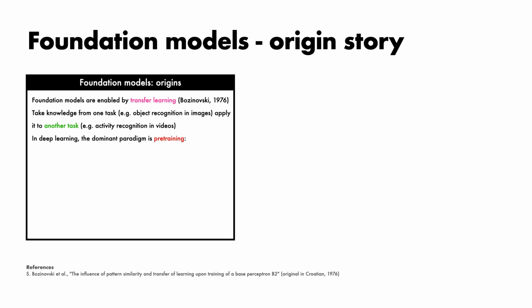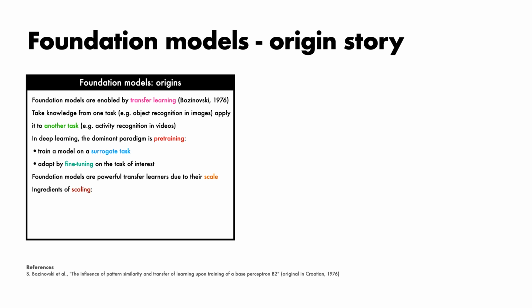Within the field of deep learning, the dominant paradigm for transfer learning has been to use pre-training, in which we first train a model on a surrogate task to learn good representations, and then perform adaptation by fine-tuning on a given task of interest. What has made foundation models particularly powerful transfer learners is their scale.